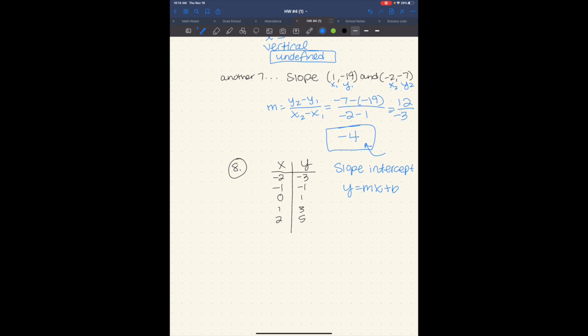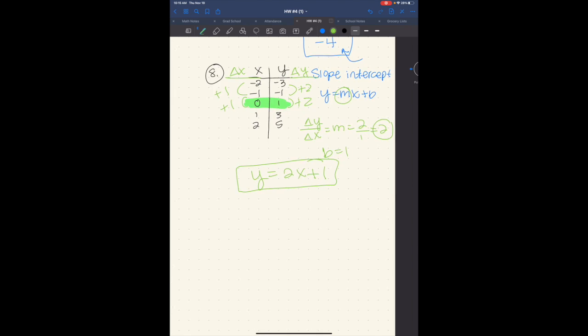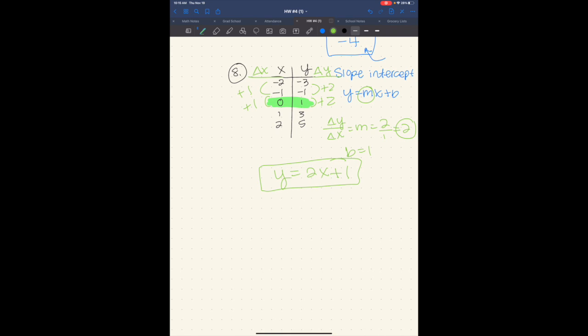Okay, so to find my m, I do change in y over change in x. On the y side, we're adding 2 each time. On the x side, we're adding 1 each time. So my m is change in y over change in x, which is 2 over 1, which is just 2. For my b, I find when x is 0, that's right here. So my b is 1. So I write out my equation, y equals 2x plus 1. And that's what I would type into the computer, because it's a free response question that you have to answer.